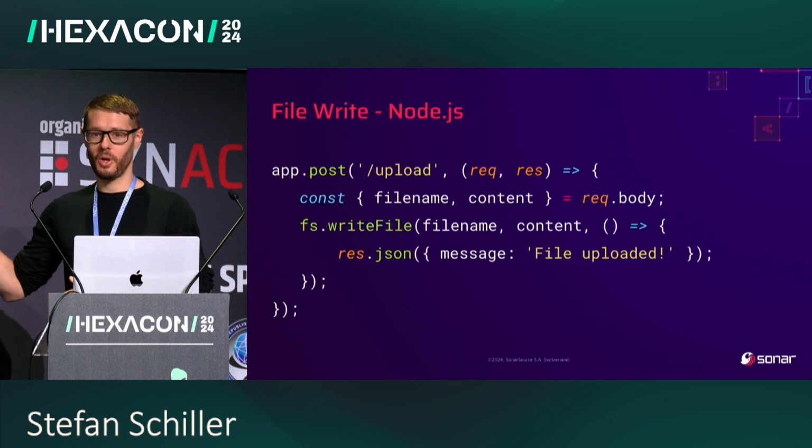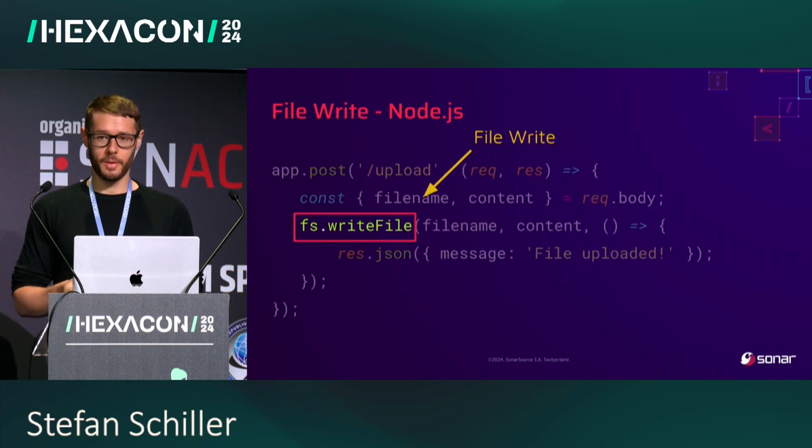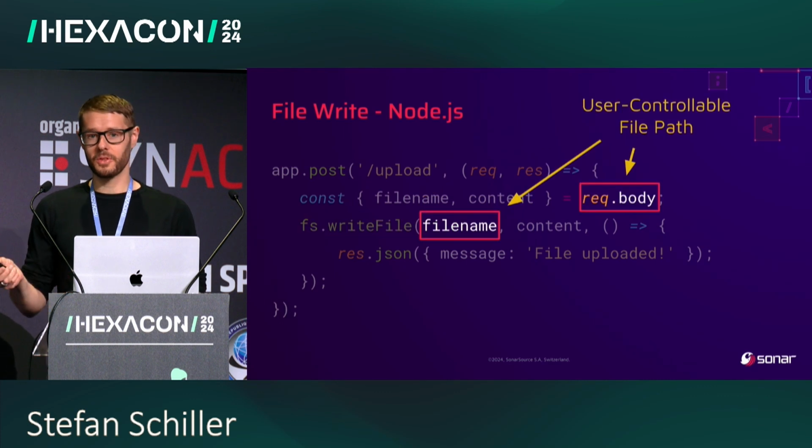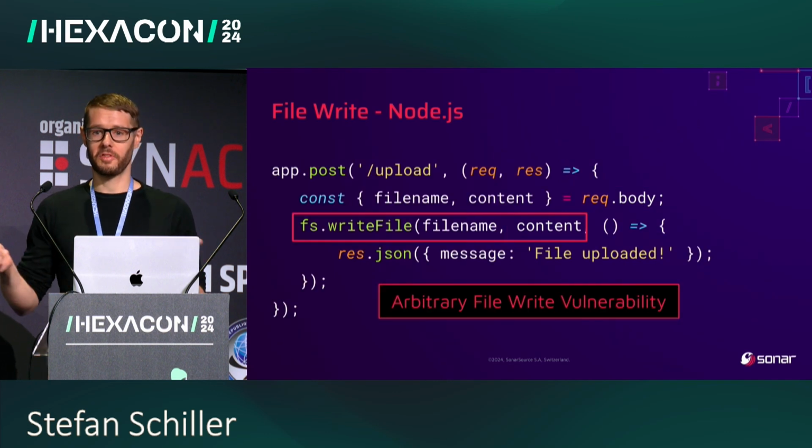Take a look at this small Node.js snippet. The real vulnerability was more complex, but the primitive basically breaks down to this. So what's wrong here? We've got a file write here. The file path is user controllable, and the file content is also user controllable. So in summary, an arbitrary file write vulnerability. I'd already spent some time auditing the application, so this finding was super nice. It should easily give remote code execution.